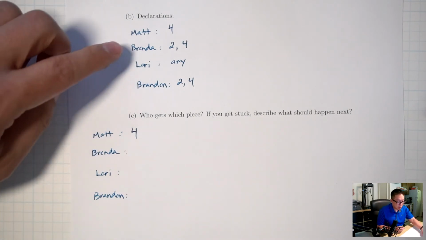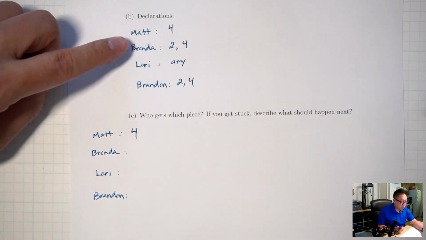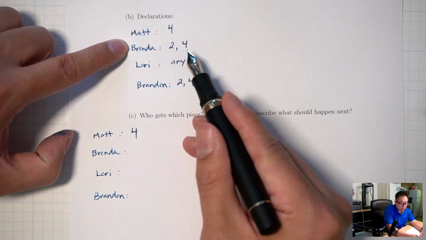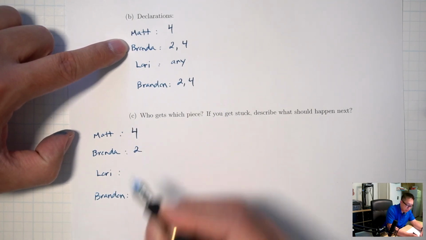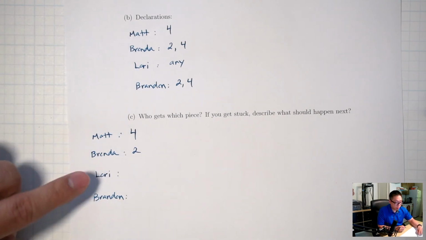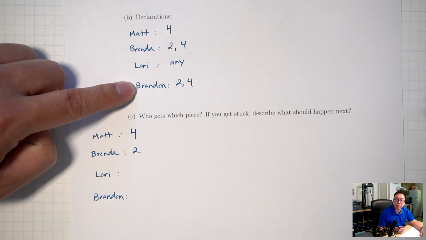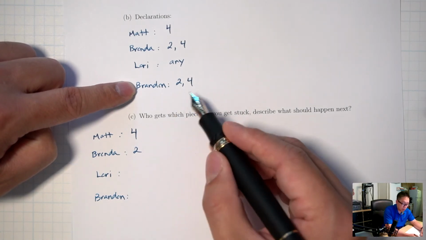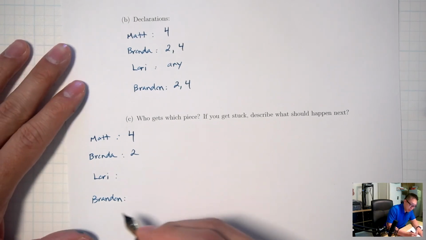Okay, next we have a tie between Brenda and Brandon. They both are flexible in the sense that they have 2 options. So Brenda likes 2 and 4, but we already gave 4 to Matt, so we have to give Brenda 2. Lori, we said we'll take care of last, and now Brandon. So Brandon likes 2 and 4. Which one can we give him? None, right? 2, we already gave to Brenda. 4, we already gave to Matt. So now we're stuck. We can't give Brandon anything that he likes. So we're stuck here.